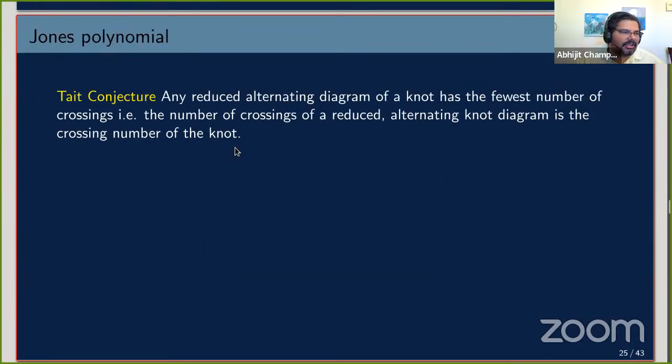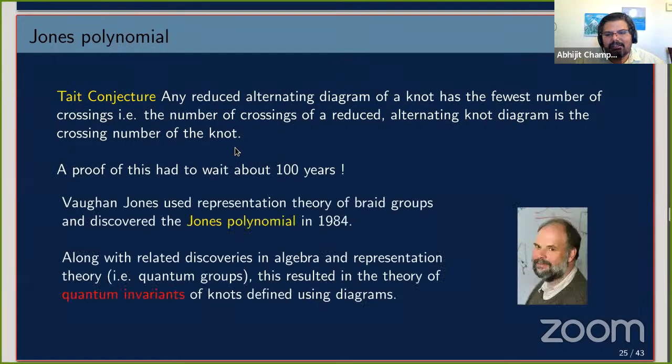So let's get back to the Tait conjecture and how it was solved. The proof had to wait about 100 years for the discovery of the Jones polynomial. Vaughan Jones, pictured here, used the representation theory of braid groups and discovered the Jones polynomial in 1984. Around the same time, there were very related discoveries in algebra and representation theory: the discovery of quantum groups by Drinfeld. This resulted in a theory of quantum invariants of knots, which used diagrams in a very intrinsic way. The Jones polynomial is actually one of the quantum invariants, the first and simplest quantum invariant, but those can be generalized in many ways.